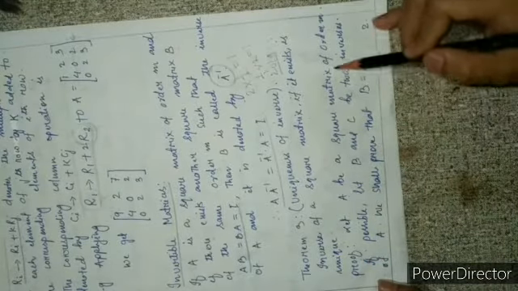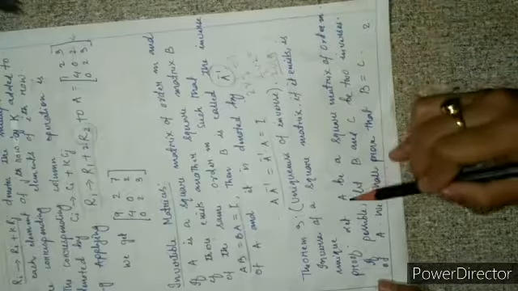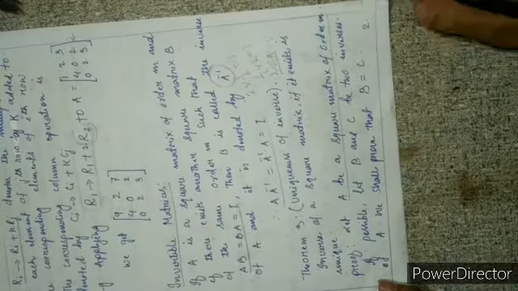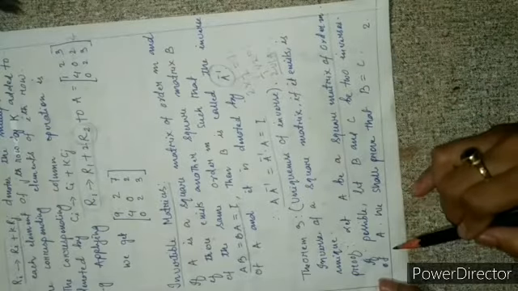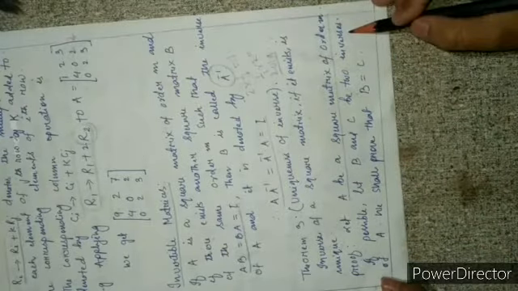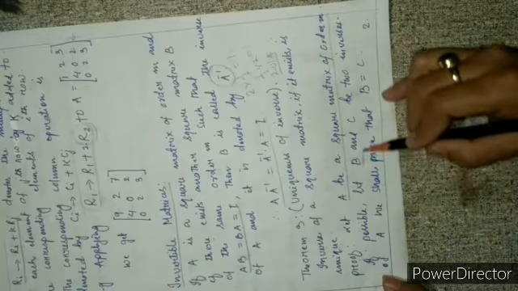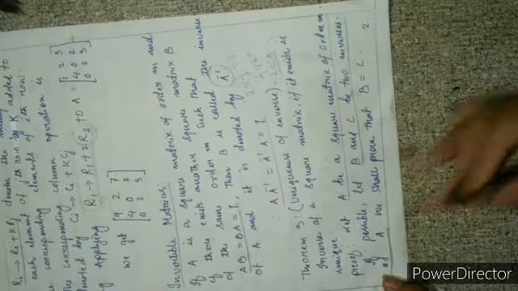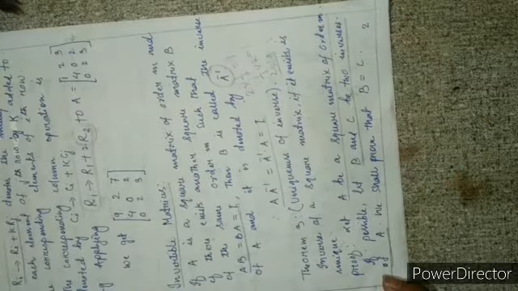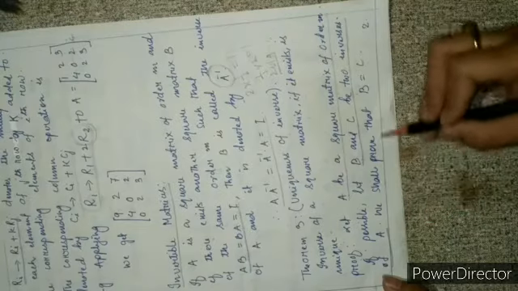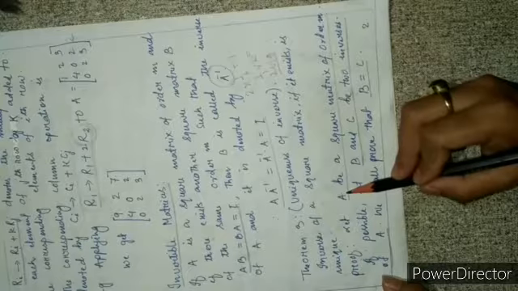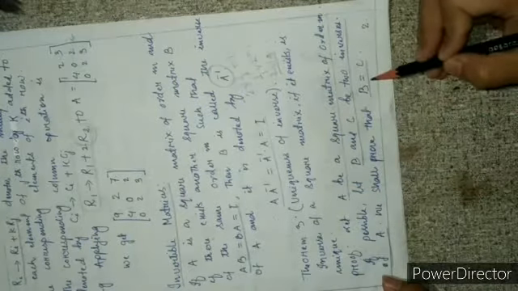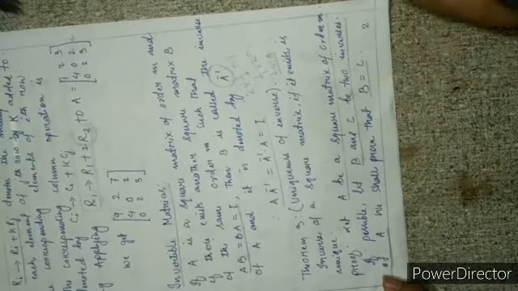Let A be a square matrix of order M. If possible, let capital B and C be inverses of matrix A. Then we shall prove that matrix B is equal to C.